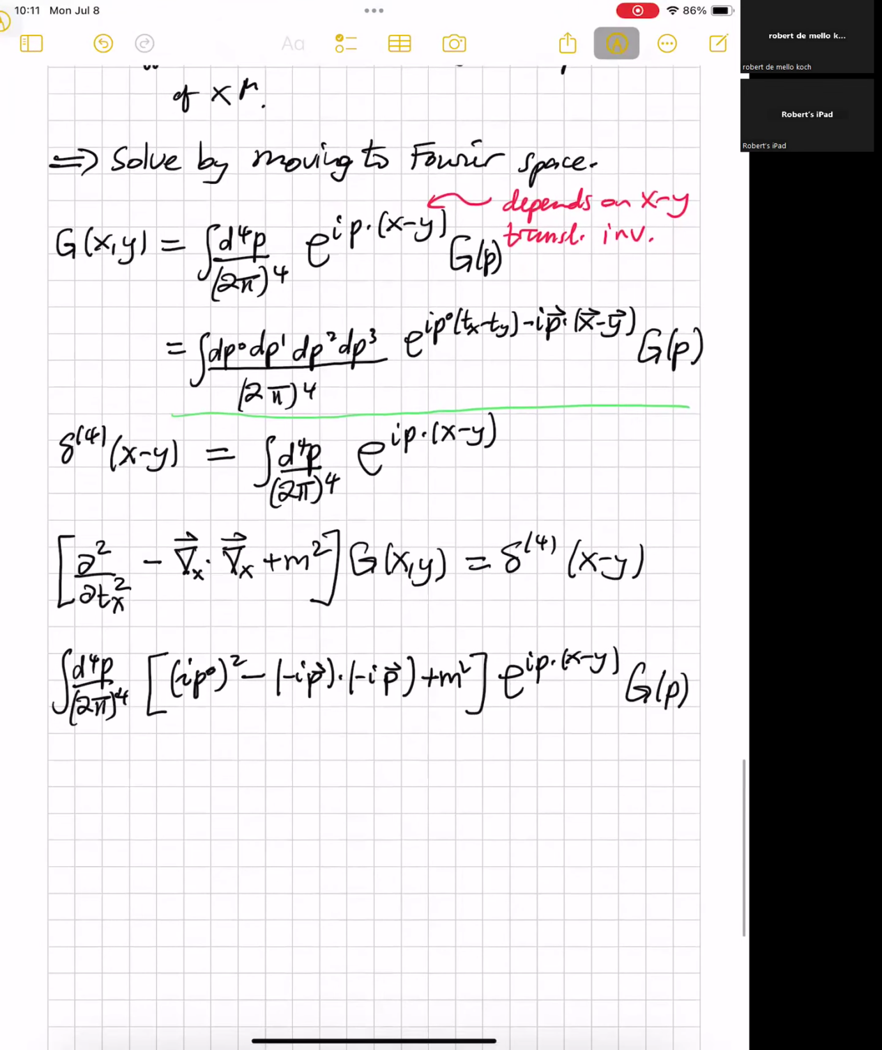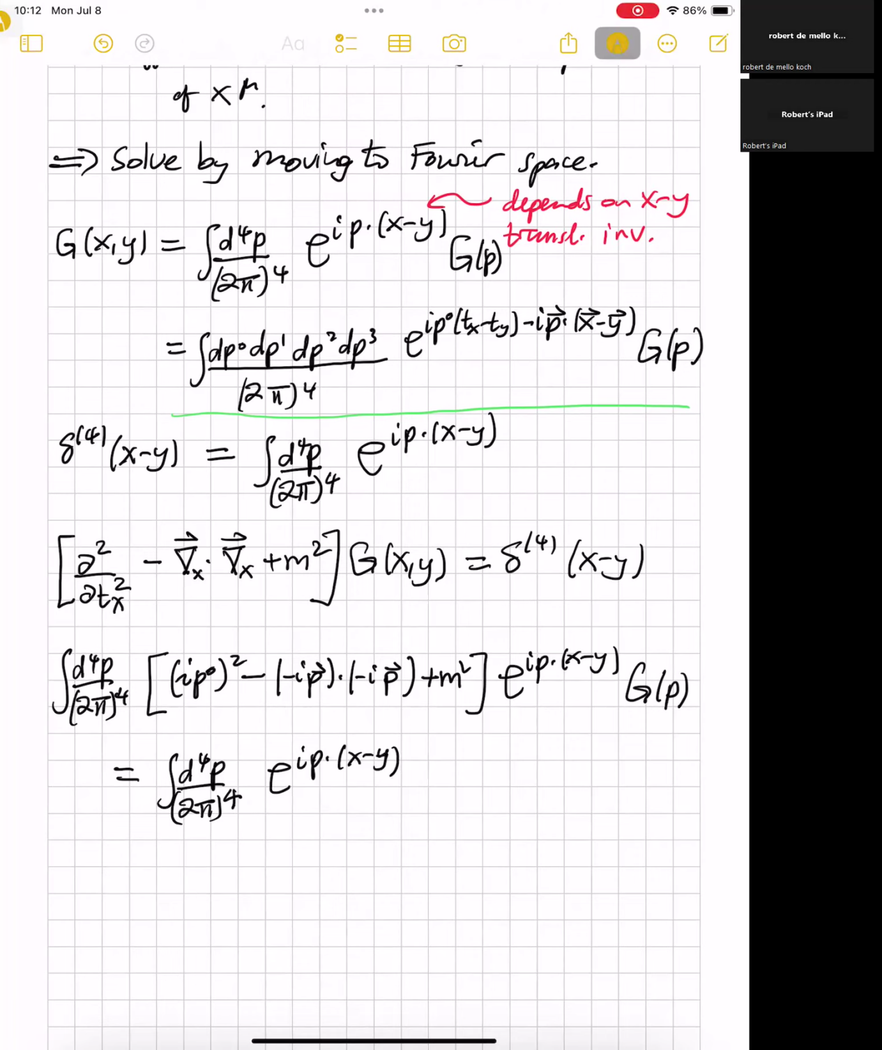So what should this be equal to? Well, this should be equal to the delta function. So let's write down the integral representation of the delta function. This is integral d4p over 2 pi to the 4, and then we've got e to the ip dot x minus y.